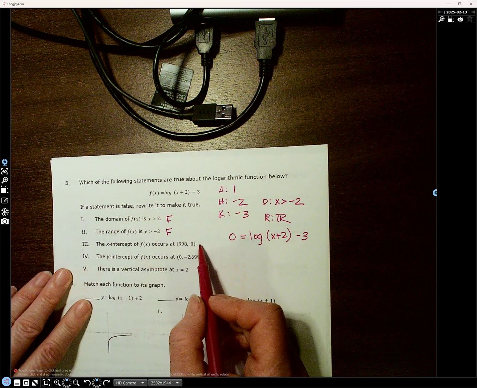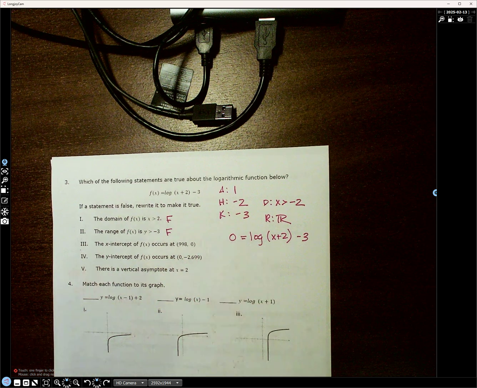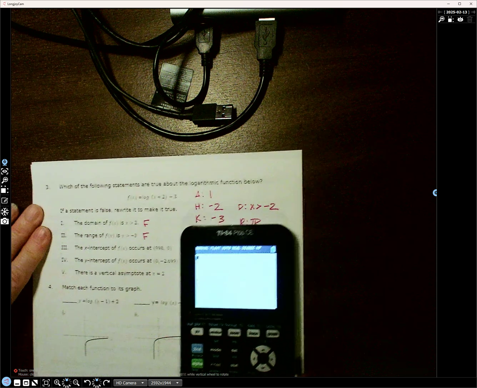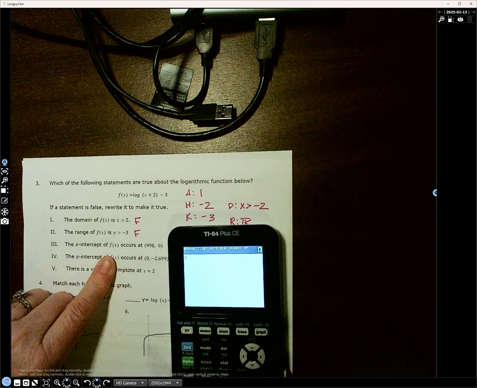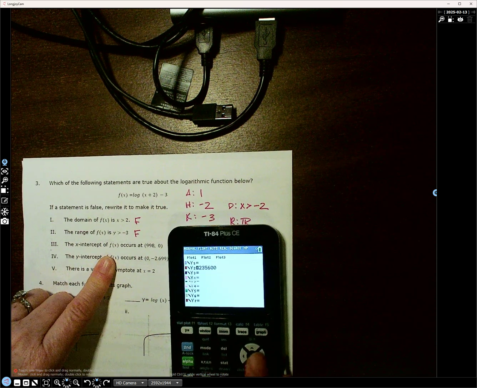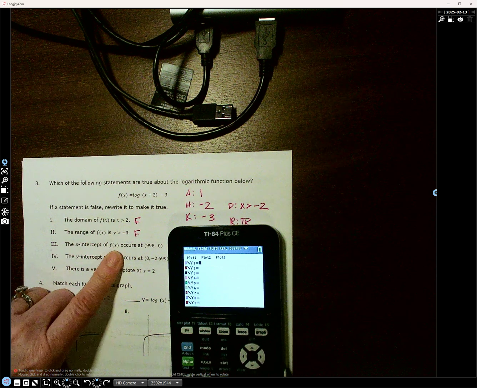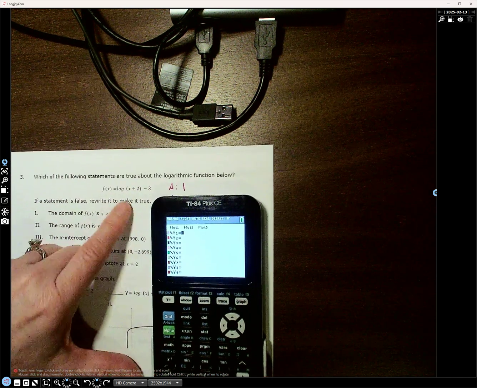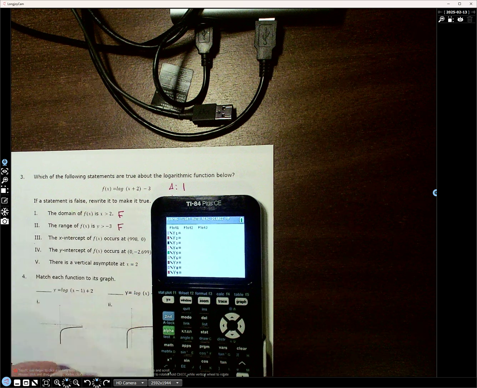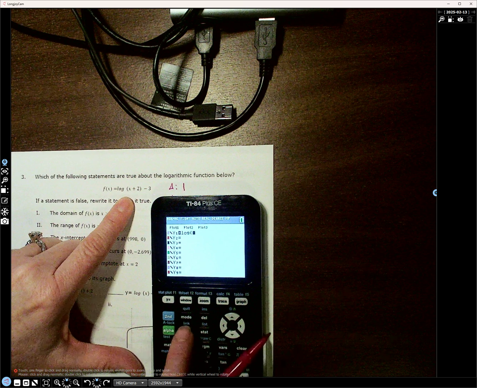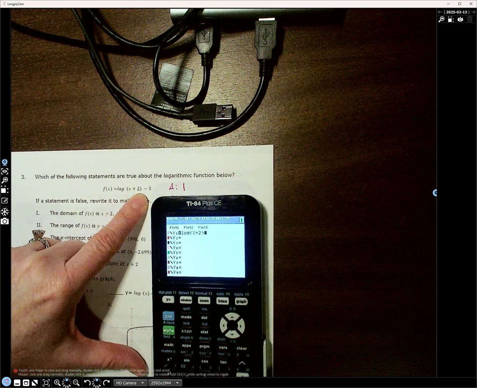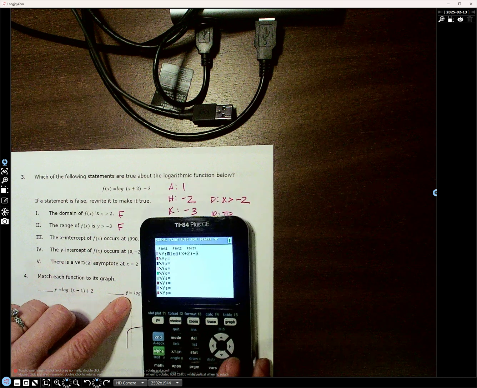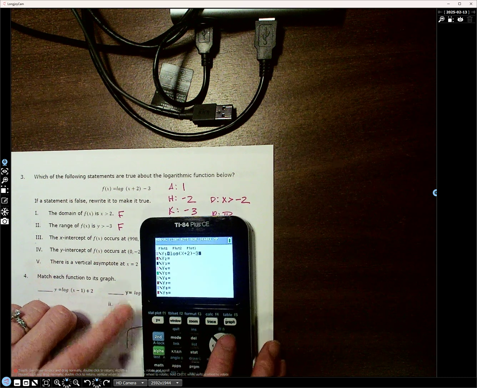We could put it into a calculator. In fact, I will do that. Of course, general graphing you have to do without a calculator, but I won't ask you for the x-asymptote. Y equals the log, well, it is the log base 10, isn't it? So I can just hit log, and then x plus 2 minus 3. And now I can go to the table, or I can go to the graph.